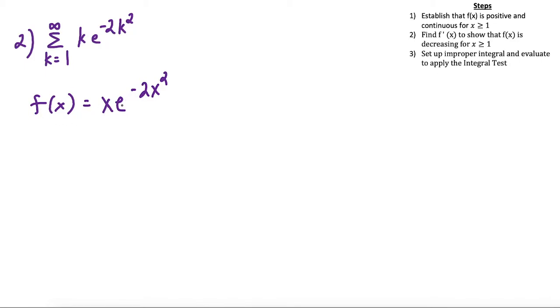And also, we know that negative 2x squared is a continuous function. E to the x is a continuous function. So the composition of two continuous functions is continuous. x is continuous, so the product of two continuous functions is continuous. So that's enough for us to say what we need to establish for step 1.